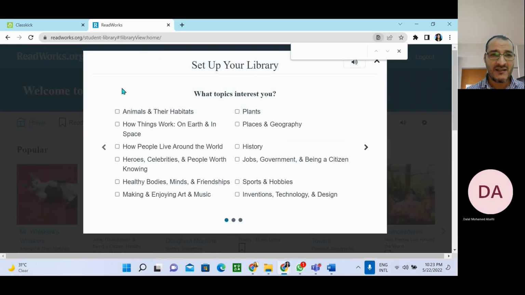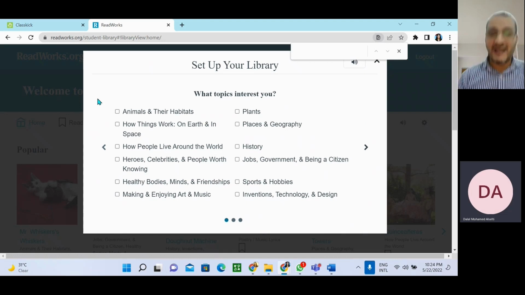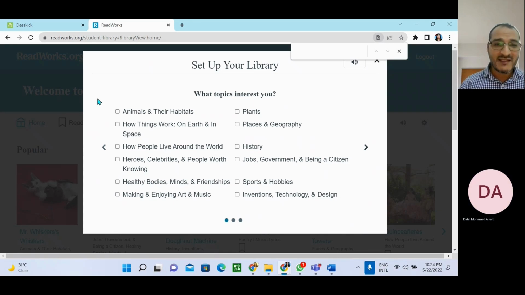So you can choose any genres you like: animals, plants, places, history, people, health, sports. Click on the genres you'd like to have some text on. And there are also the passages and the questions. Please choose many. Let's do it together right now. I choose all. Okay, go ahead. As you like, no problem.